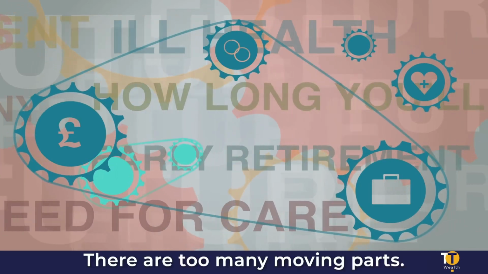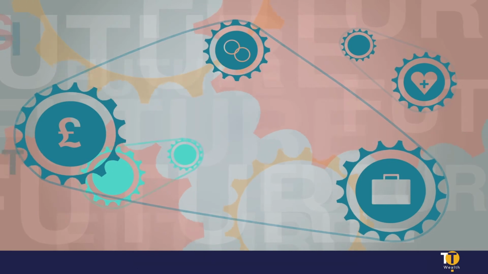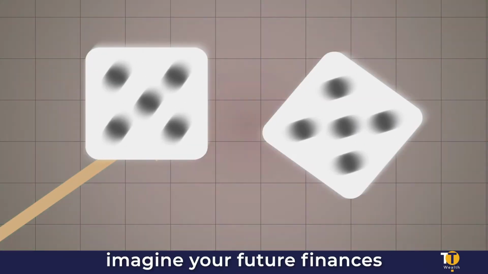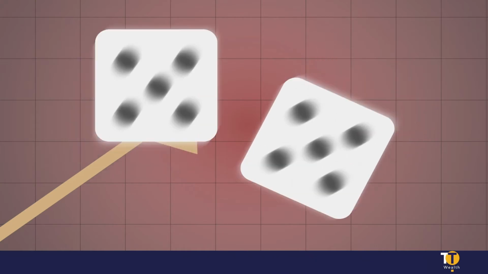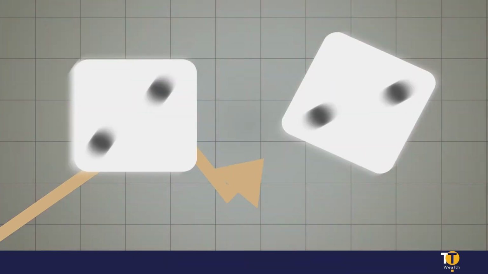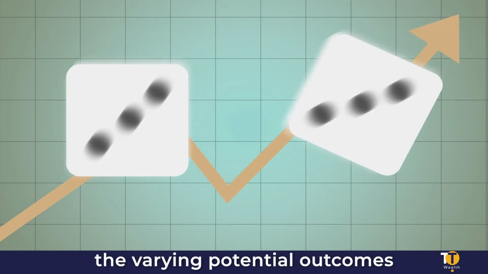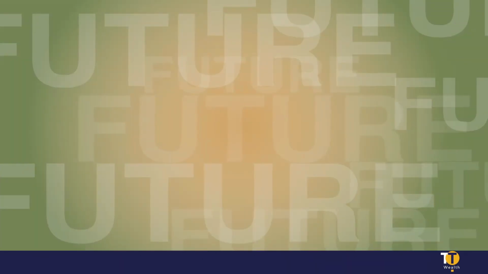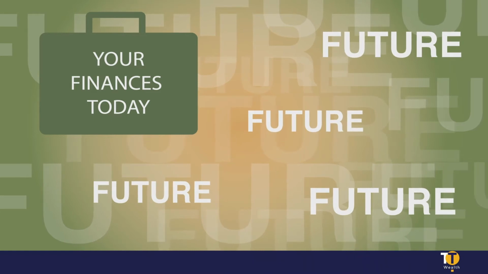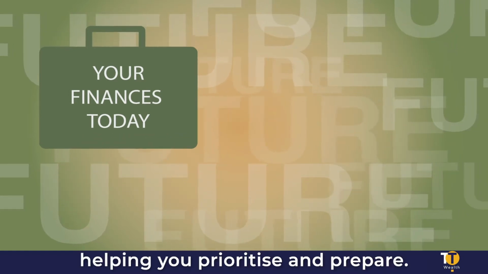None of these can be predicted with any certainty. There are too many moving parts. Trying to forecast these aspects individually is difficult, but mixing them together is impossible. Imagine your future finances require a 7, but actually, you get a double 1. That wouldn't be good, but now imagine your financial plans are able to preempt the varying potential outcomes. Modelling allows you to test your future financial assumptions against different scenarios, helping you prioritise and prepare.